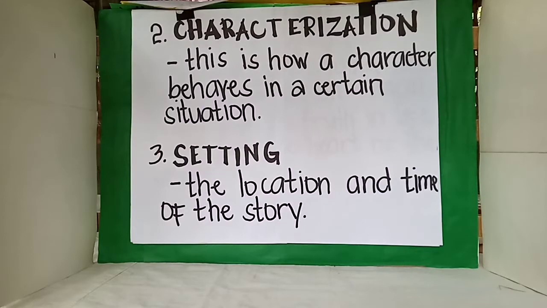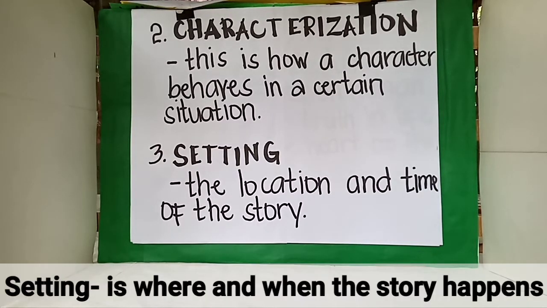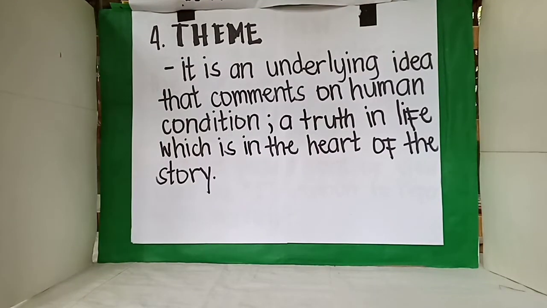Third is the setting. Setting is the location and time of the story. It is used as a way of increasing the credibility of every short story. The writer provides details about the setting for the reader to shape into a complete picture. Setting is where the story happens and when the story happens. Fourth is the theme. It is an underlying idea that comments on the human condition or a truth in life which is at the heart of the story, usually implied rather than stated.